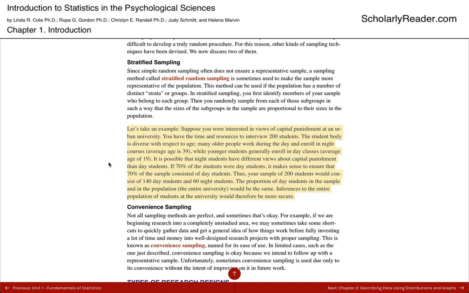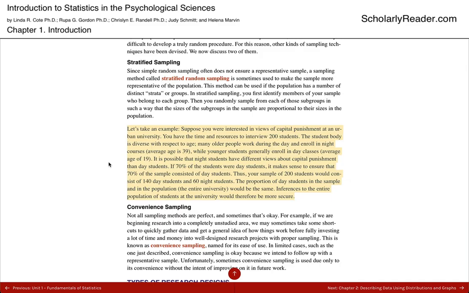Let's take an example. Suppose you are interested in views of capital punishment at an urban university. You have the time and resources to interview 200 students. The student body is diverse with respect to age. Many older people work during the day and enroll in night courses. Average age is 39, while younger students generally enroll in day classes. Average age is 19. It is possible that night students have different views about capital punishment than day students.